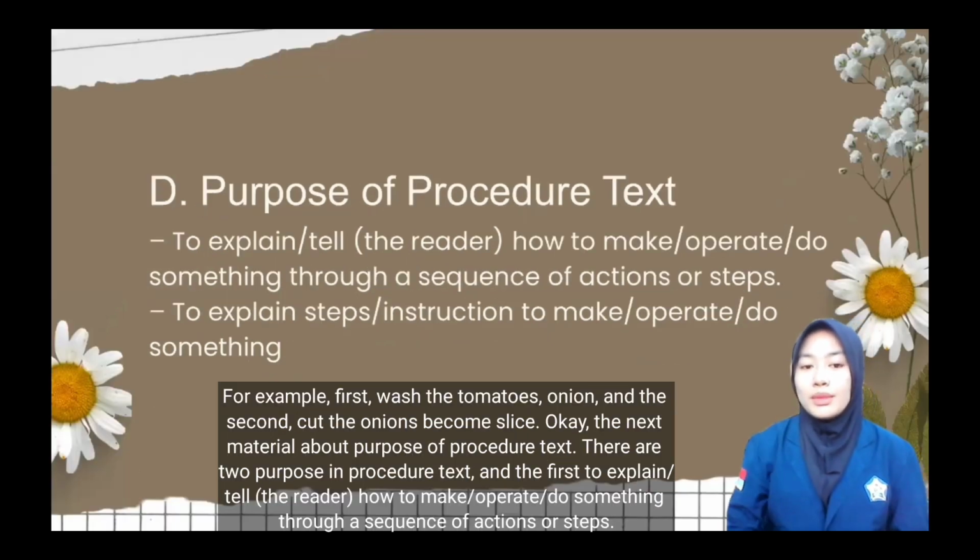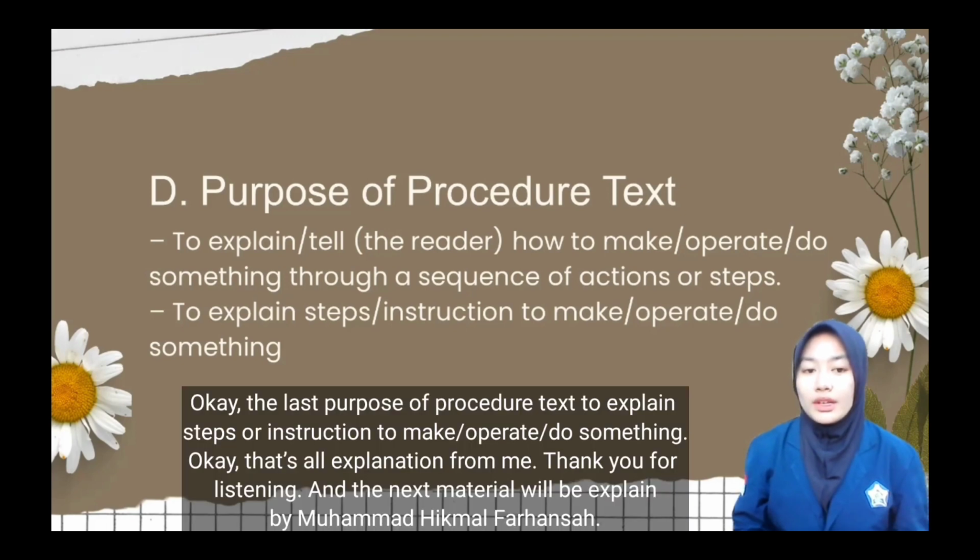The next material is about the purpose of procedure text. There are two purposes in procedure text. The first is to explain or tell the reader how to make, operate, or do something through a sequence of actions or steps. Okay, the last purpose of procedure text is to explain steps or instructions to make, operate, and do something. Okay, that's all for my explanation.